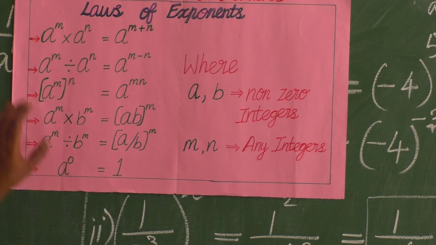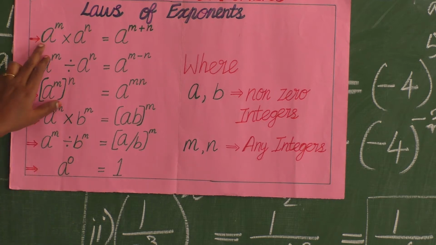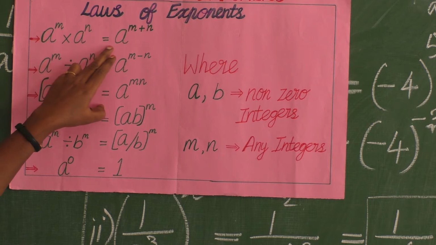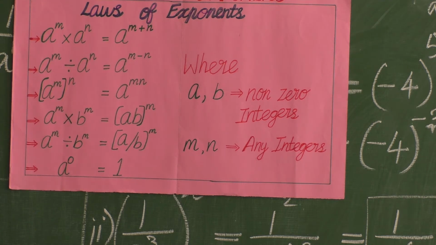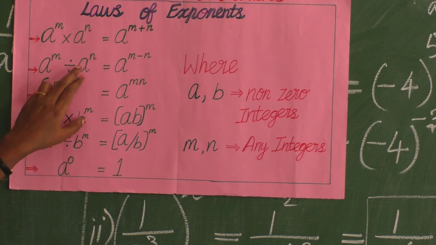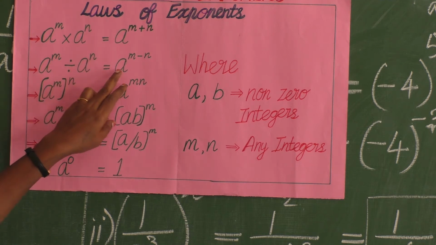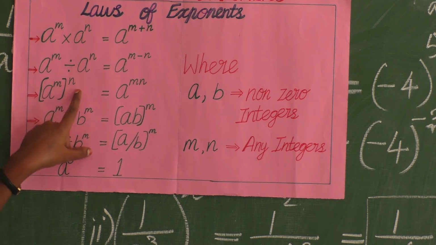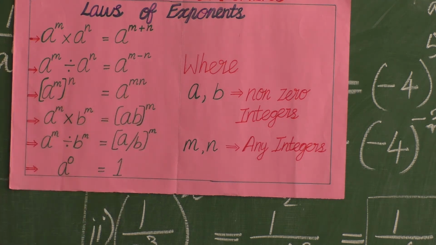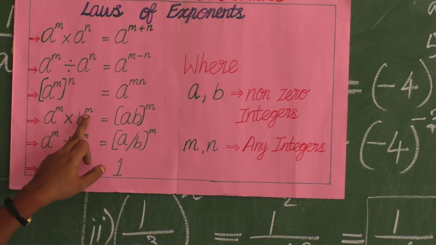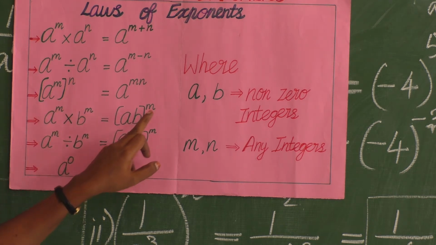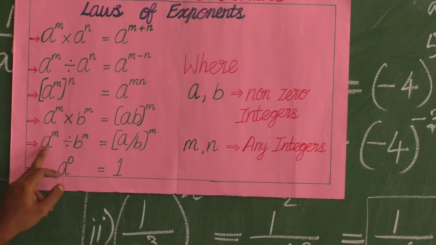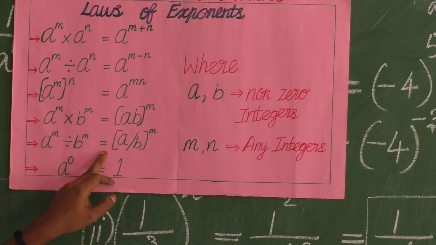Clear, children? See, again I am recalling this. a^m into a^n is equal to a^(m+n). a^m divided by a^n is equal to a^(m-n). (a^m)^n is equal to a^(mn). a^m into b^m is equal to (ab)^m. a^m divided by b^m is equal to (a/b)^m. a^0 is equal to 1.